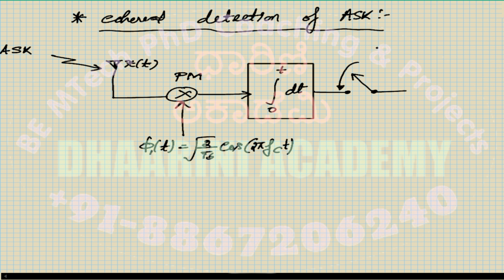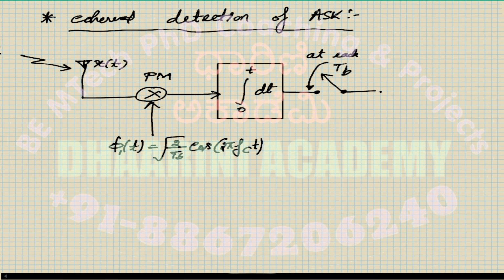This is going to touch here at each Tb. So between 0 and Tb, it will touch once. Then from Tb to 2 Tb, it will touch once again. Like that, every Tb duration, it will touch. Every time it touches, it gets a value over here that is denoted as x1. The value of the sample is x1.